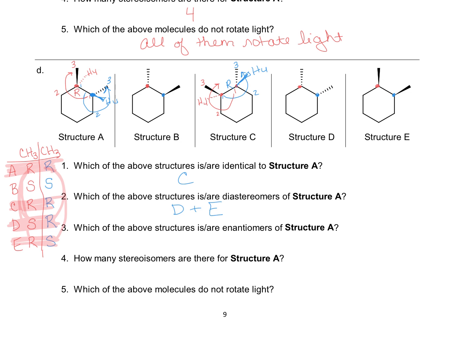And then which one is an enantiomer of A? So that would be structure B. A is RR and B is SS.